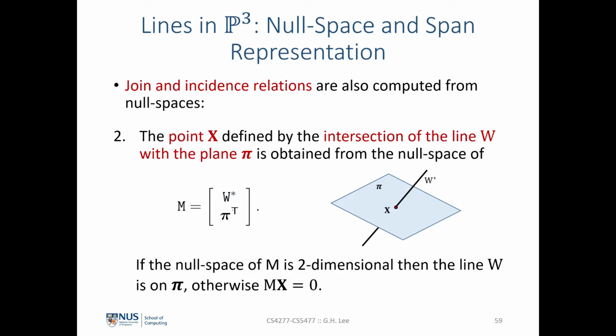This means that I have a plane defined by pi transpose as well as W here. W here is defined by two planes, which we define to be W star, that is equal to P transpose, Q transpose as well as pi transpose here. And then if we multiply it by point X, which has to be lying on all three planes. So since this line is defined by a pencil of planes, this means that the point would have to sit on P, Q as well as pi.